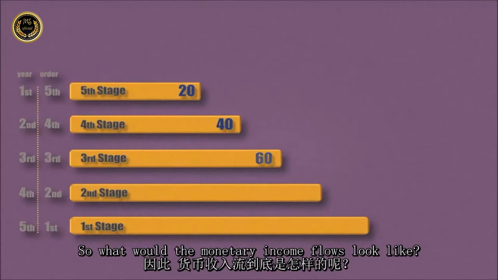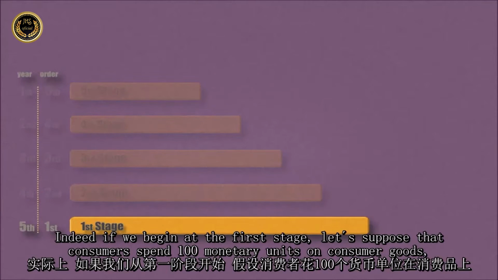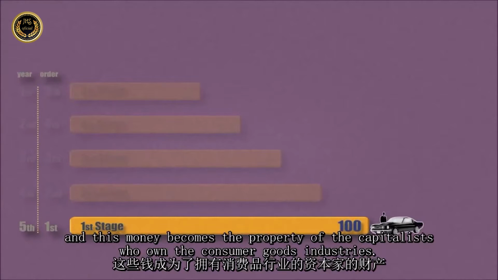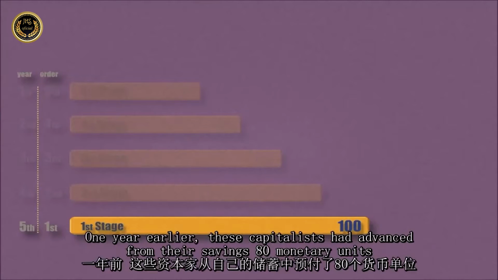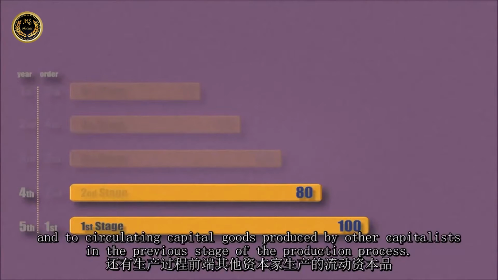So what would the monetary income flow look like? Indeed, if we begin at the first stage, let's suppose the consumers spend 100 monetary units on consumer goods, and this money becomes the property of the capitalists who own the consumer goods industries. 1 year earlier, these capitalists had advanced from their savings 80 monetary units, corresponding to the services of fixed capital goods, and to circulating capital goods produced by other capitalists in the previous stage of the production process.